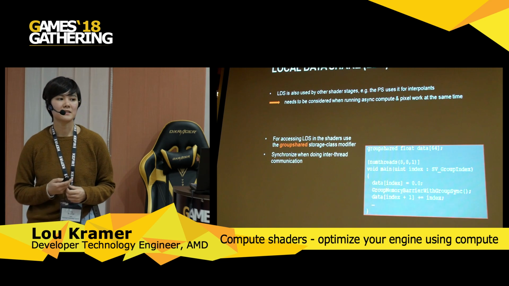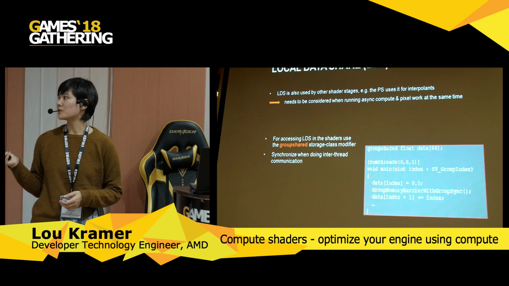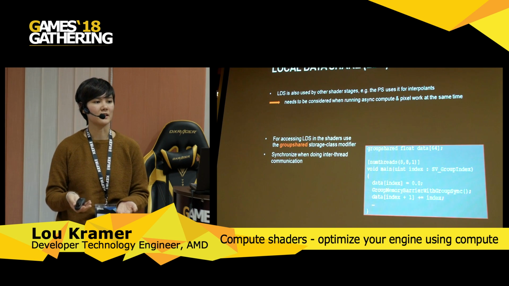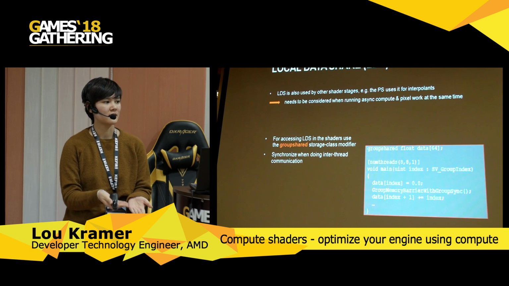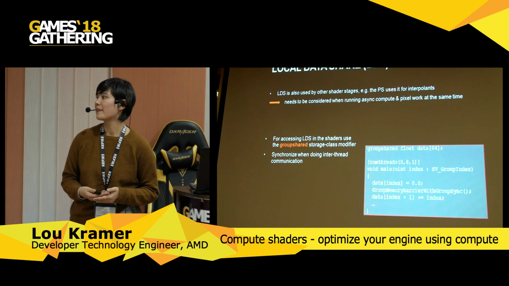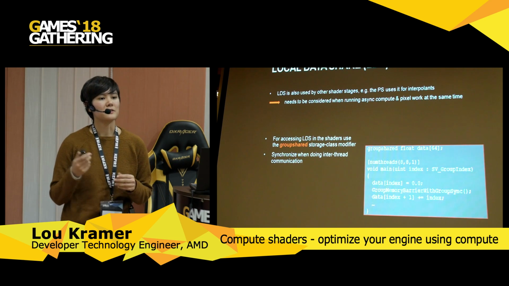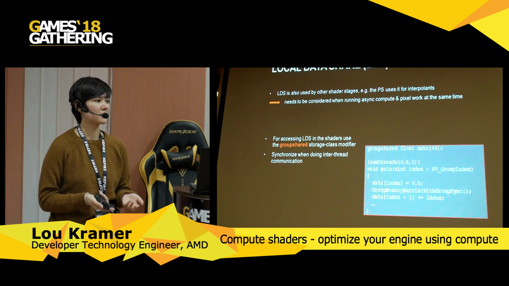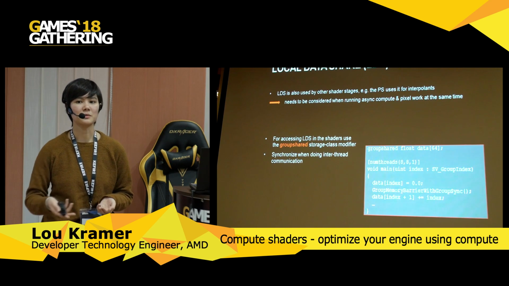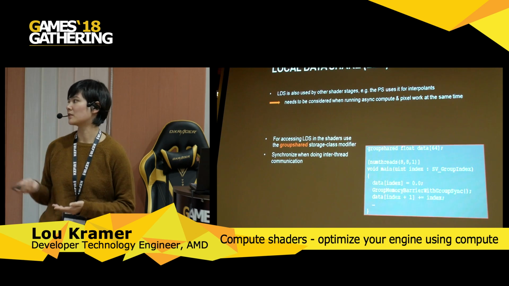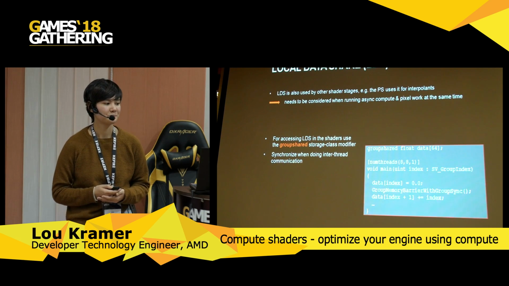And how can you access this in the shaders? You use the groupshared storage modifier, and then you can just store your data there from one thread and read it from another one, for example. The only important part here is that you synchronize. So if one thread writes something to the local data share and another thread wants to read from it, you need to be sure that the data has already been written to it, obviously. And for that, you need to insert barriers.